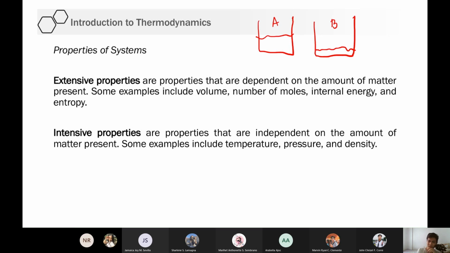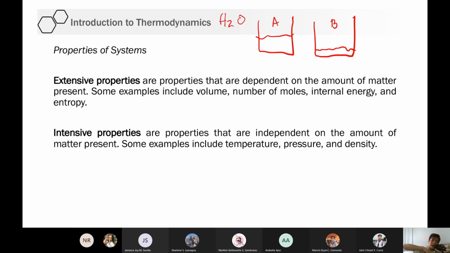Okay. How about intensive properties? These properties of matter do not change, no? Whether damihan mo yung particles mo or not. Okay? Isang kilo man yung particle mo or isang kapiranggot lang, ganun pa rin yung kanyang intensive property. For between A and B, let's suppose parehas yang water.